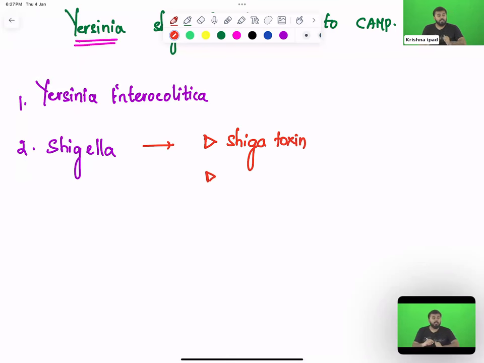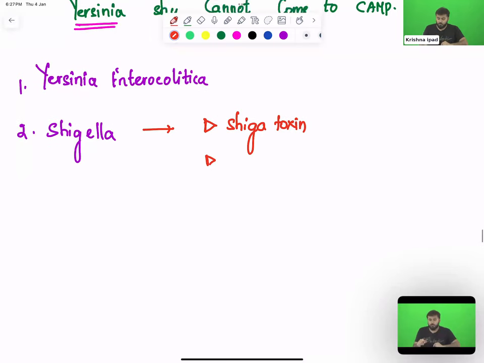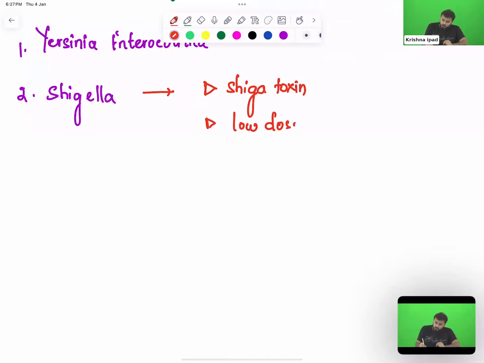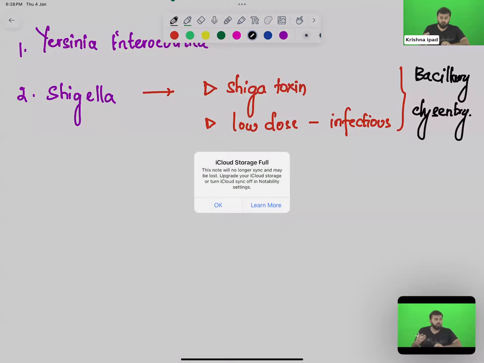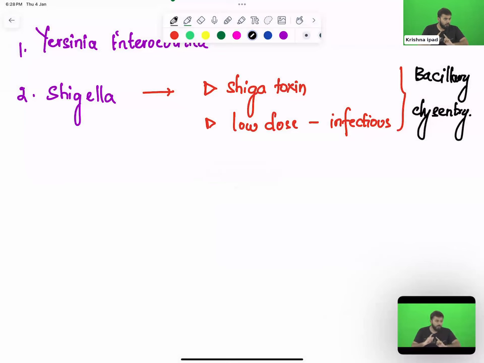Second important thing is that even a low dose of Shiga toxin is very, very infectious. Now, the type of disease that is caused here in Shigella is called bacillary dysentery. What is the name of that disease? Bacillary dysentery. So what is bacillary dysentery? Bacillary dysentery is mainly caused by Shigella. And in Shigella, what kind of diarrhea do you see? You see bloody diarrhea over here.